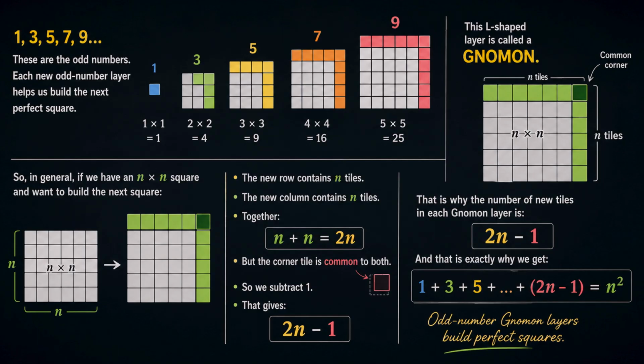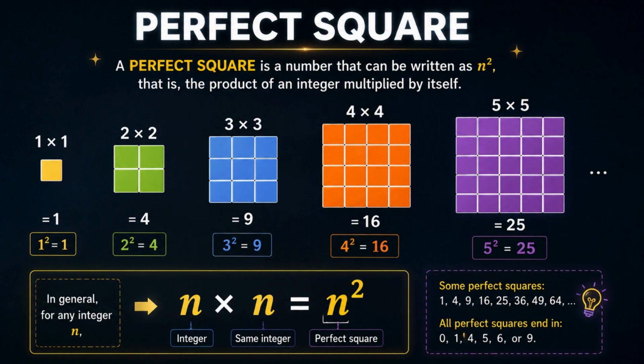Now let's move to our next idea, perfect squares. When a whole number is multiplied by itself, the result is called a perfect square. For instance, 3 times 3 is 9. So 9 is a perfect square. In simple terms, a perfect square is a number that can be written as n times n. So 1, 4, 9, 16, 25 are all perfect squares.